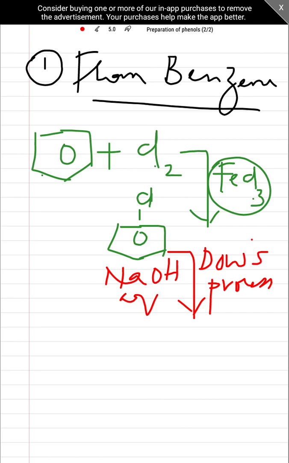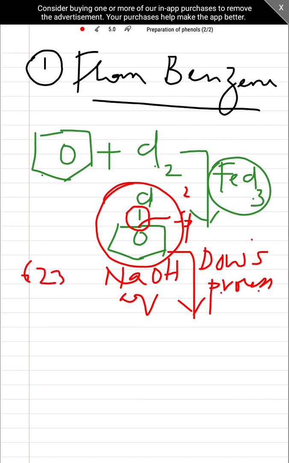But we know very well that no nucleophilic substitution reaction takes place on halobenzene directly. Why is it so? Because of the double bond character here, and because this carbon atom is sp2 hybridized. Therefore, for Dow's process, we need to maintain a high temperature of about 623 Kelvin and a pressure of about 300 atm.